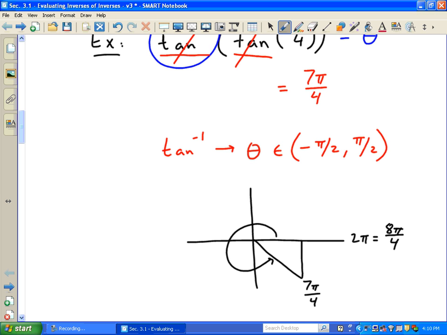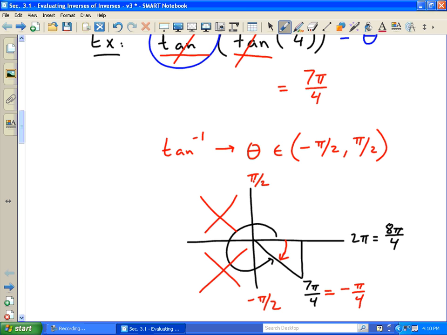Now for tangent, the actual angle that we end up getting has to be restricted between pi over 2 and negative pi over 2. So it can't include anything in quadrants 2 or 3. It also can't contain 7 pi over 4 because that's something bigger than pi over 2. What is something equivalent to 7 pi over 4 but has a different amount of rotation? That is negative pi over 4.